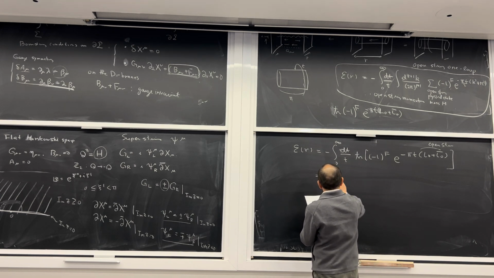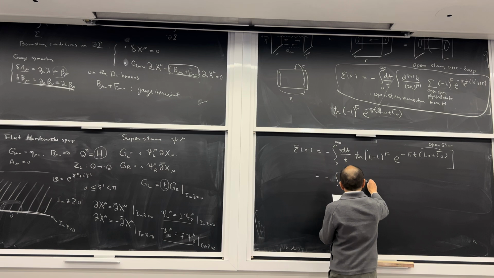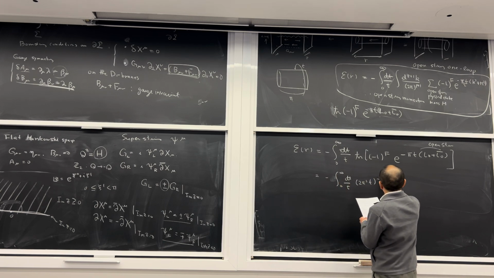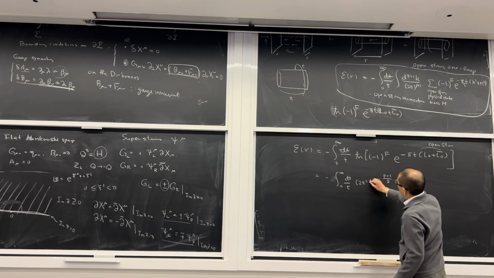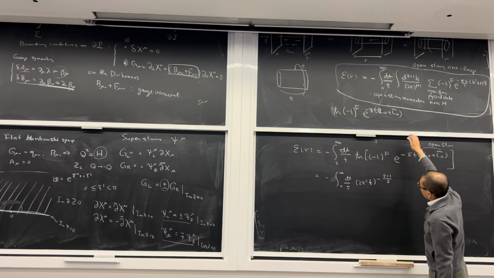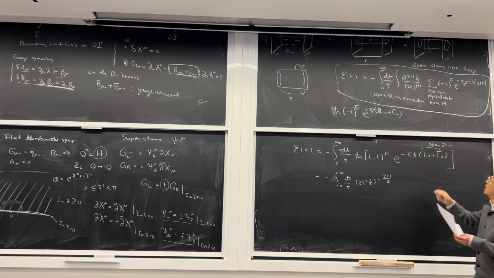It can be expressed as the integral of dt over t, 2 pi squared t to the minus one half of p plus 1. So the reason this factor depends on p is that you have an integral over momentum, and each momentum integral gives rise to 1 over the square root of t, right?